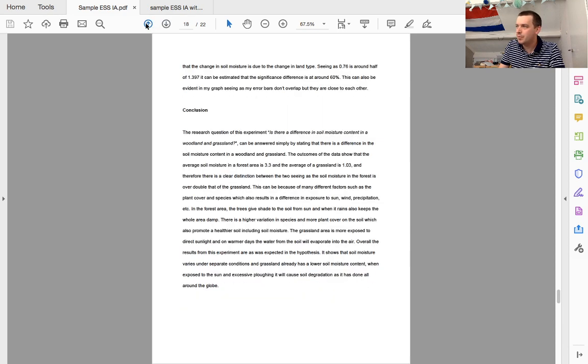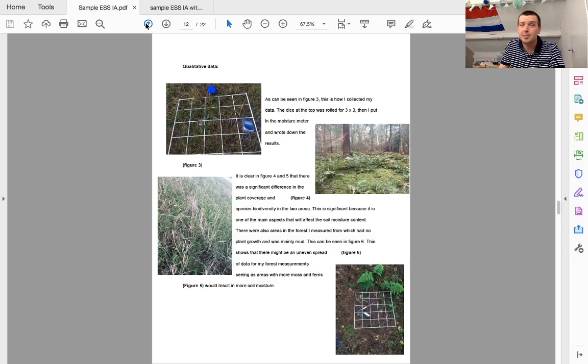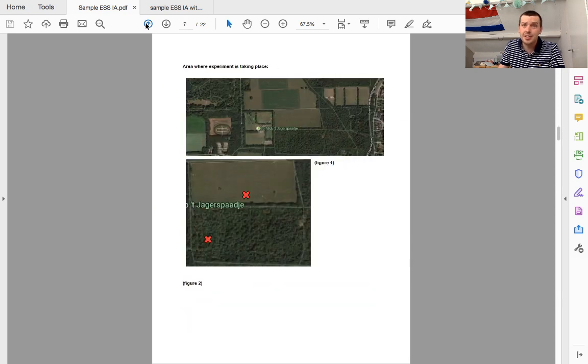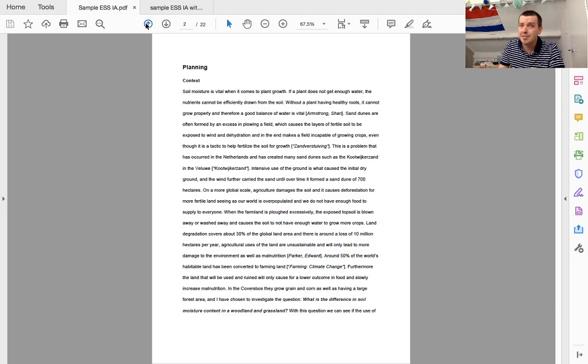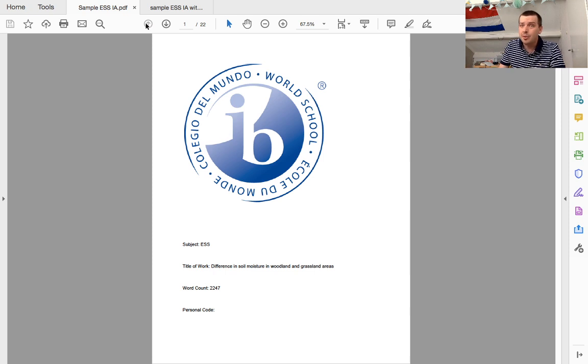This is a good example of an internal assessment. This is not a perfect IA. This did not score somebody a 7 out of 7. I'm not sharing it with you because it's an exemplar piece of work. I'm sharing it with you because it's a good piece of work. It's an interesting piece of work to mark.